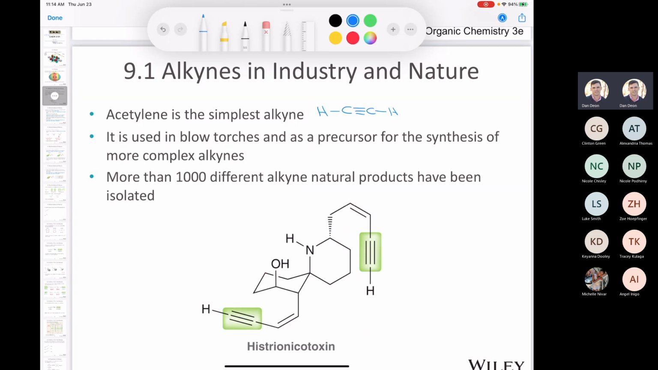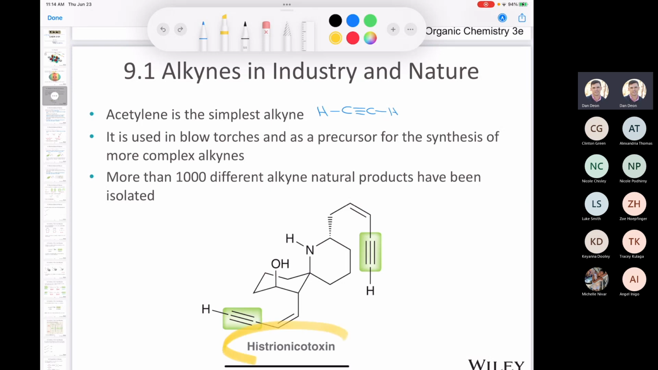would be acetylene. And the reason why welders use acetylene as a gas in blowtorches is because it produces such a hot flame. I think the flame burns around almost 3,000 degrees Celsius or something like that. And there's also been many alkyne groups found in natural products. This is an interesting one here.